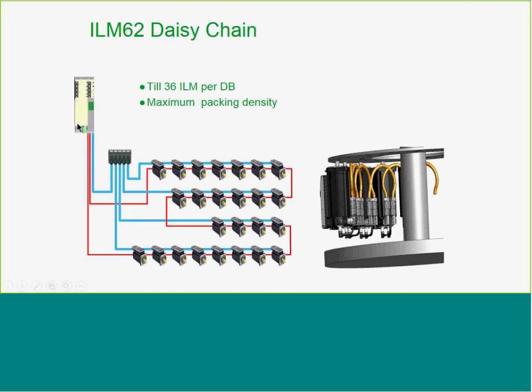Primarily, we have a power supply and a control module. We go to a distribution box, and the motors can be daisy-chained to one another. This is supposed to signify a turret of some kind, and the motors are easily daisy-chained one to another. From one distribution box, we can go up to 36 ILMs on one machine. And we can have multiple distribution boxes to have another 36 if need be.